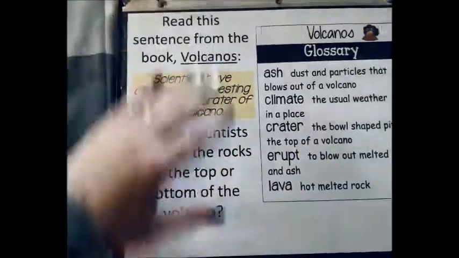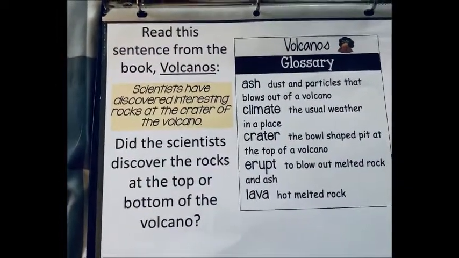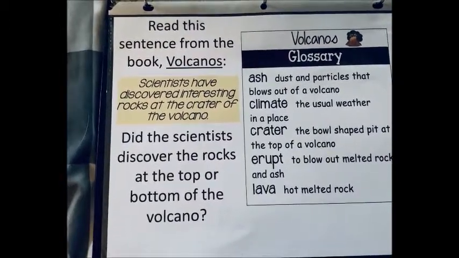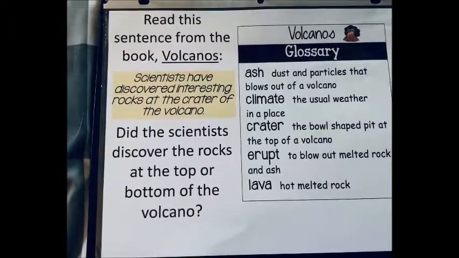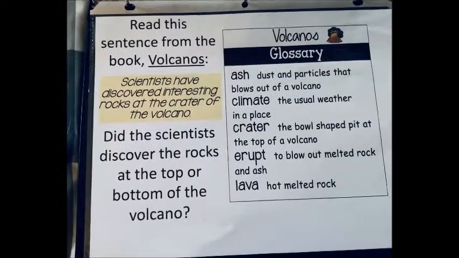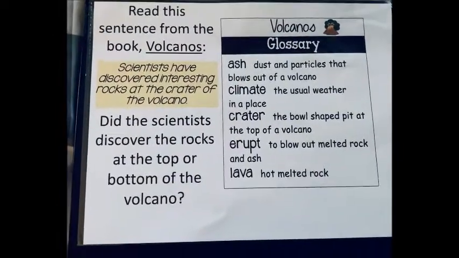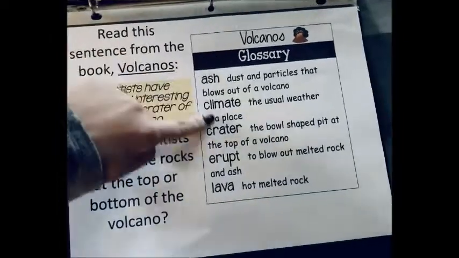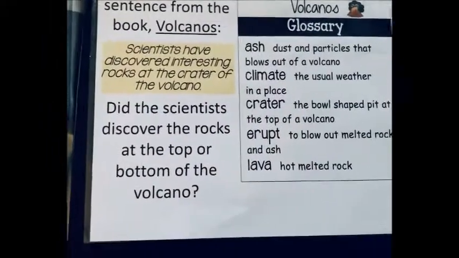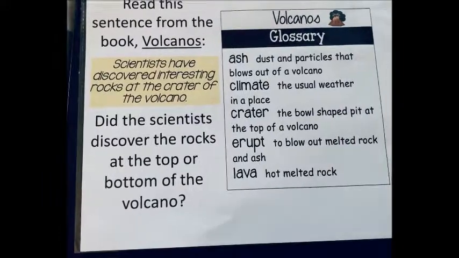Okay, and then our last question about glossaries. Read this sentence from the book Volcanoes. Scientists have discovered interesting rocks at the crater of the volcano. So, did the scientists discover the rocks at the top or the bottom of the volcano? How we can figure that out is to look and see where the crater is. It says a crater is the bowl-shaped pit at the top of the volcano. So to answer our question, the scientists discovered the rocks at the top of the volcano.